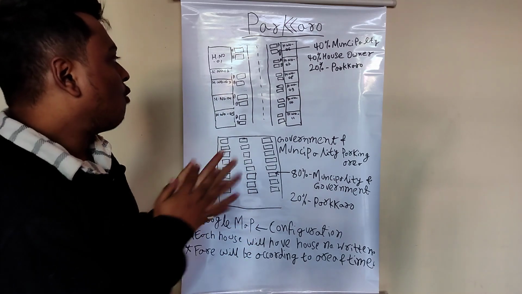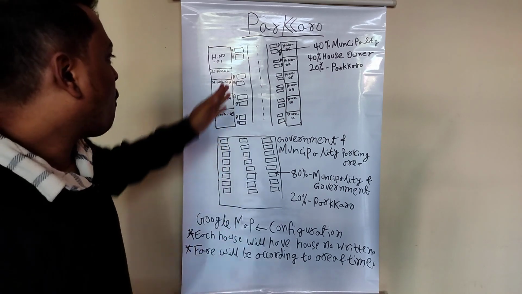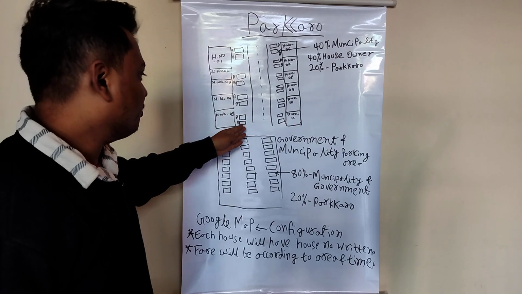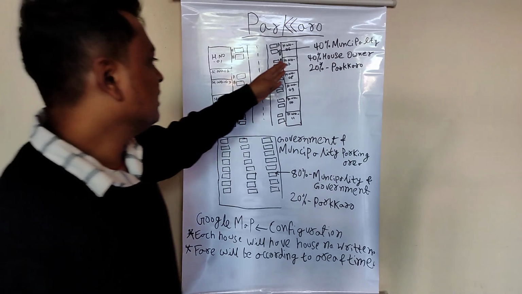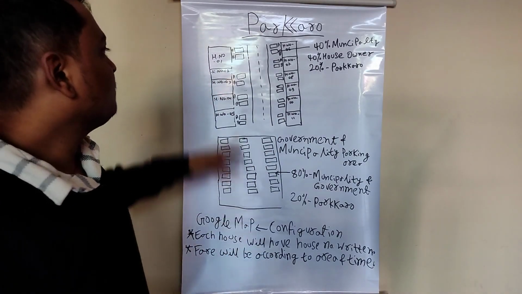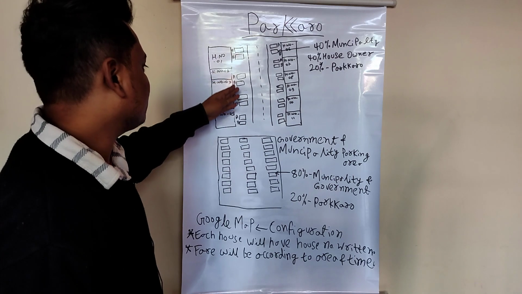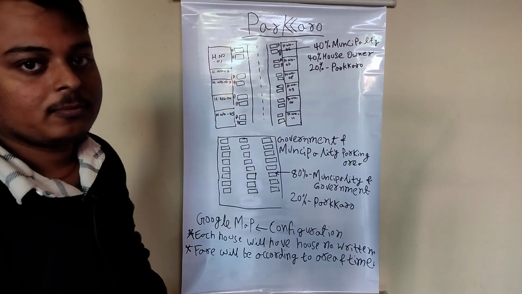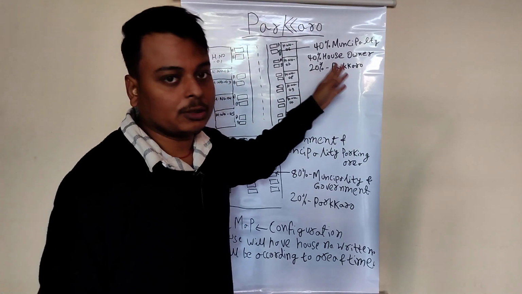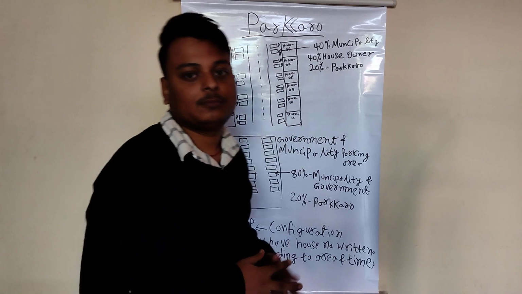Next, how would the fare distribution, the amount distribution, be done? So obviously these areas are owned by the municipality or government, so 40% would go to the municipality or government, 40% would go to the house owner because these spaces are in front of their house, okay, and 20% would go to the Park Karo app. So this is the concept.